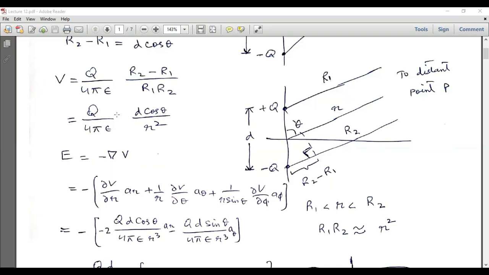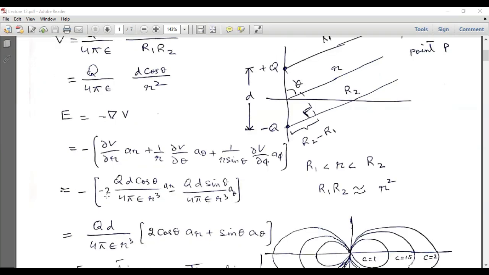We can evaluate the partial derivative of V with respect to r and the partial derivative of V with respect to theta. By taking these two derivatives, the expression for E will be equal to qd over 4 pi epsilon r cube into 2 cos theta a_r plus sin theta a_theta.